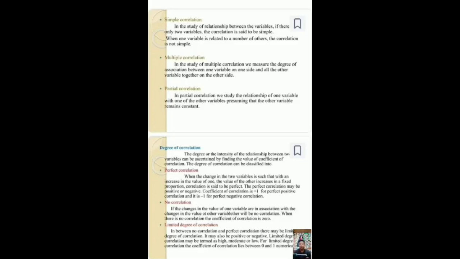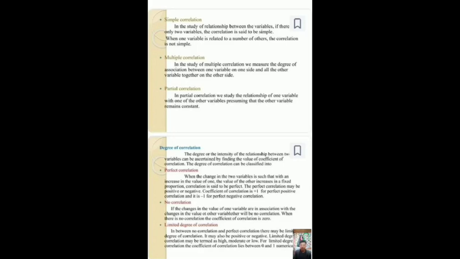Next is the degree of correlation. The degree or the intensity of the relationship between two variables can be ascertained by finding the value of the coefficient of correlation. The degree of correlation can be classified into three: the perfect correlation, the no correlation, and the third one is the limited degree of correlation. First, we discuss the perfect correlation.